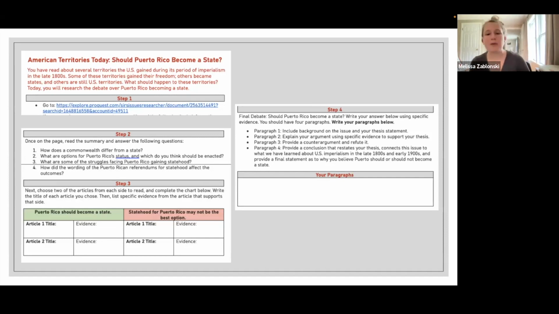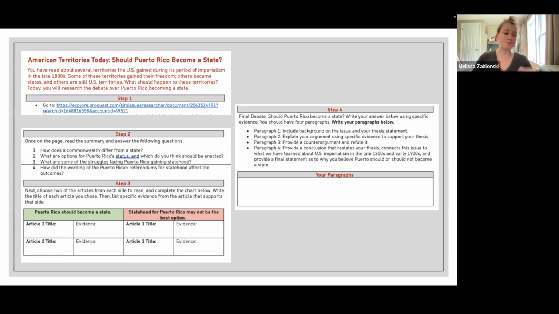So in step 4, they are looking at their stance. They write a paragraph that basically is their opening statement where they include background on the issue and their thesis. In paragraph 2, they're explaining their argument with specific evidence. They're providing a counter argument in the 3rd paragraph. And then the last paragraph, they have to restate their thesis, but also connect it to what they've learned about US imperialism in the late 1800s and early 1900s.